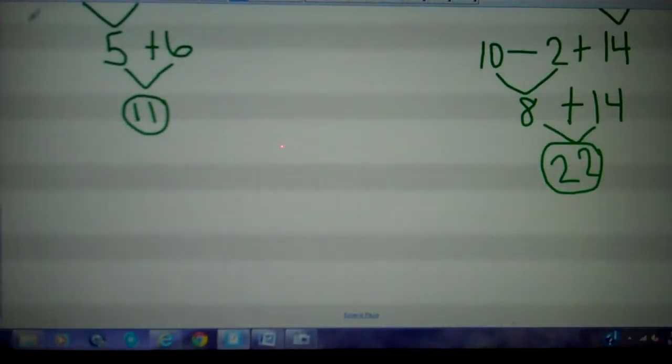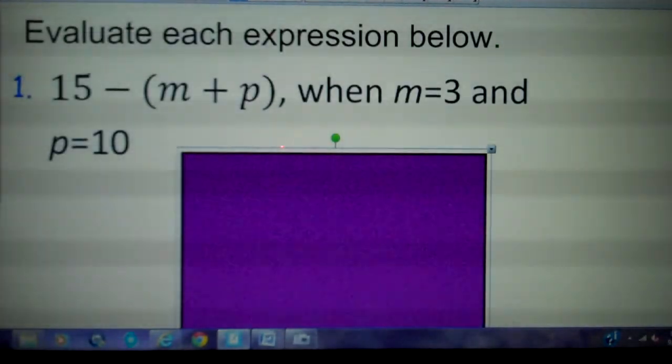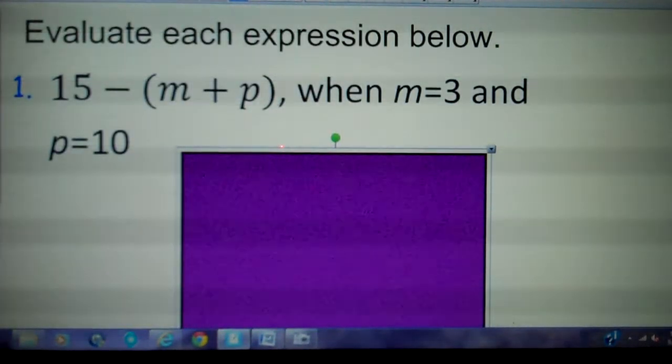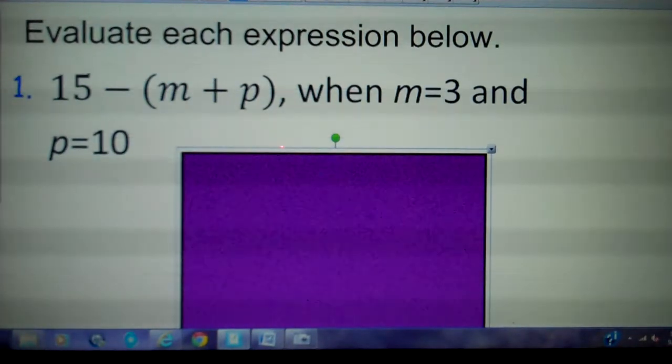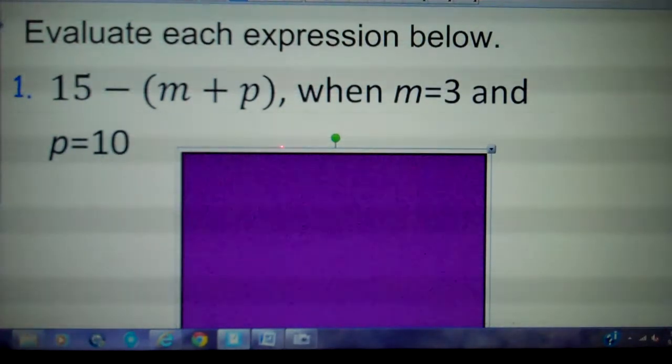Now I'd like for you to pause this video and solve the following 3 problems. And when you're finished, I want you to unpause it and check your answers. You can solve them one by one, or you can solve all 3 and check your answers. So please pause the video.